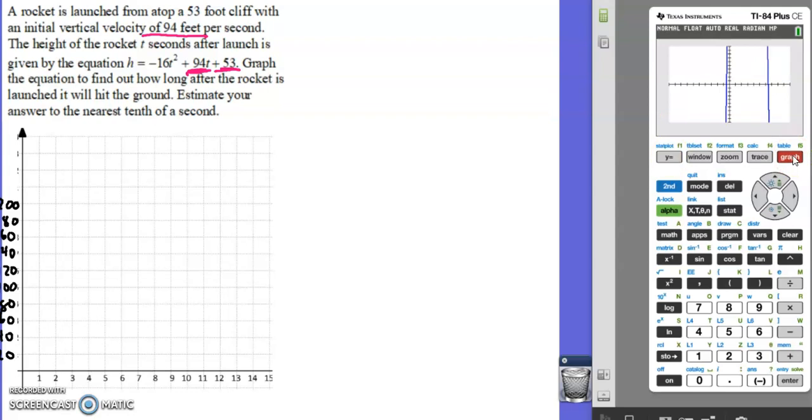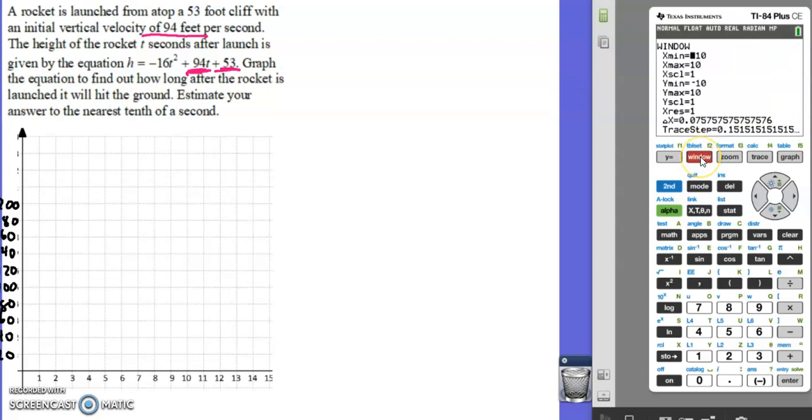First of all, you can't really see the very height of the rocket right now, because remember our calculator, by default, goes 10 in this direction, negative 10 over here, 10 in this direction, and negative 10 down here. The object is being shot, it's a rocket, from a 53-foot cliff, and it's going to go a certain height. So we want to change the height so we can see the tallest part of this rocket being launched.